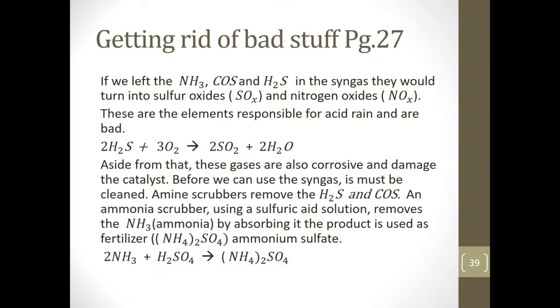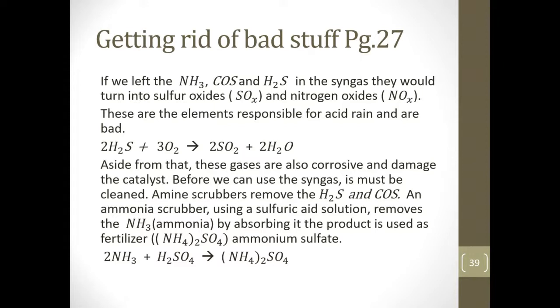Aside from that, the acid rain thing here, these gases are also corrosive and damage catalysts in the processes. So before we can use the syngas, we've got to clean it. So we use amine scrubbers to remove the H2S and the COS, same basic machine we saw earlier.